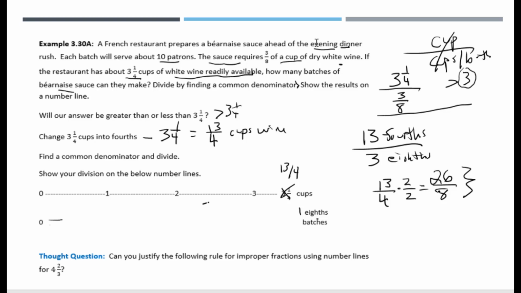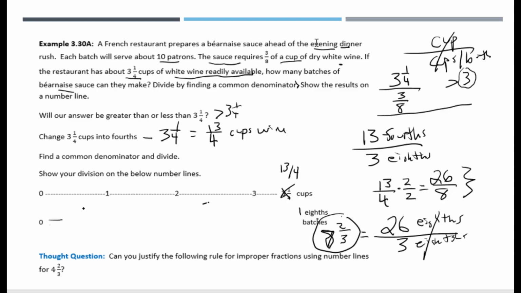So I take 26 eighths, and I'm going to put that in place of 13 fourths. So I get 26 eighths divided by 3/8. And eighths divided by eighths is 1, so they would cancel. And 26 divided by 3 is going to be 7, right? Or 8, I'm sorry, 8 and 2/3. So that's the answer. I can get 8 and 2/3 batches.